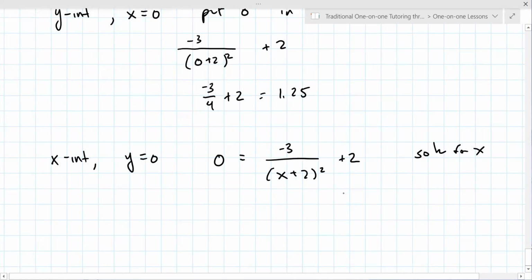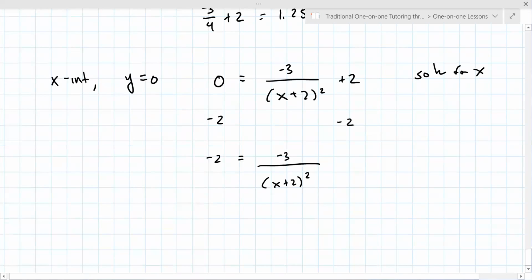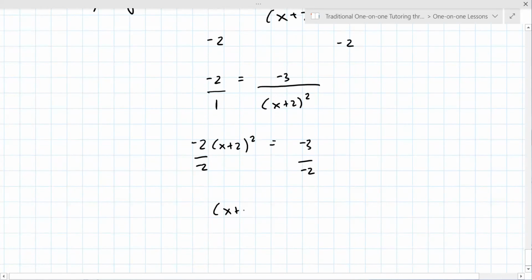Okay, so we're going to subtract 2 from both sides. So we have -2 equals -3 over x plus 2 squared. And then you can cross multiply here if you write -2 over 1. So that's -2 times x plus 2 squared equals -3. 1 times -3 is -3. Divide both sides by -2. So you have x plus 2 squared equals 3/2.